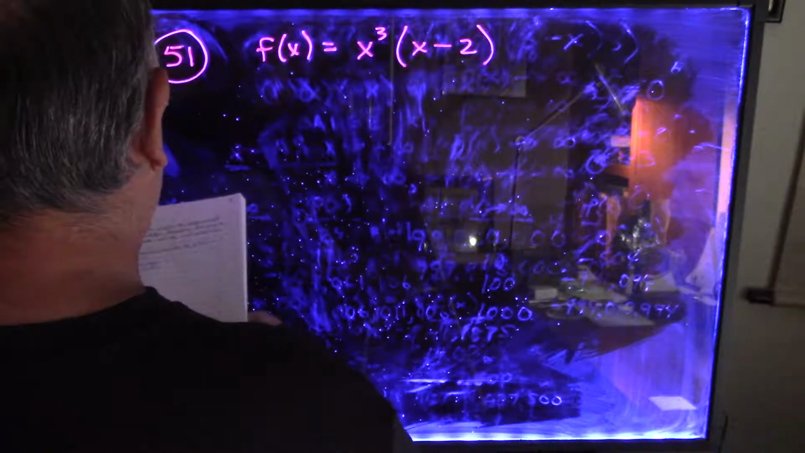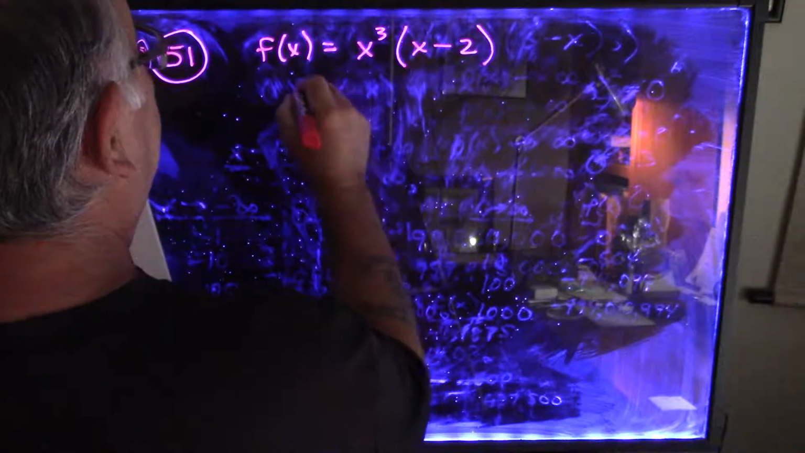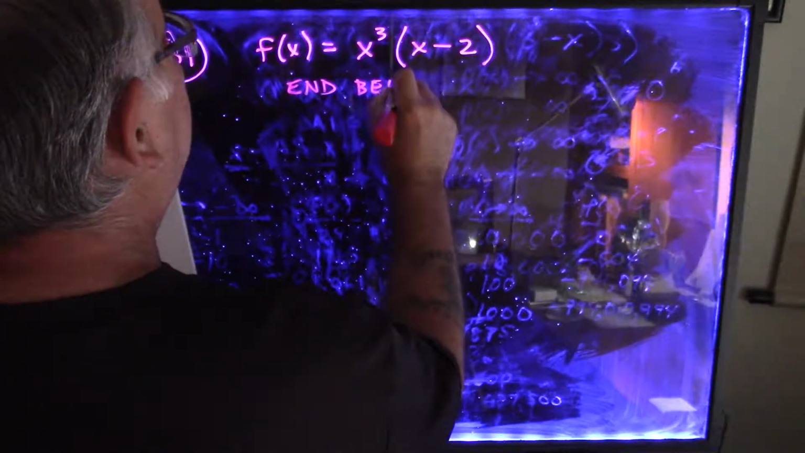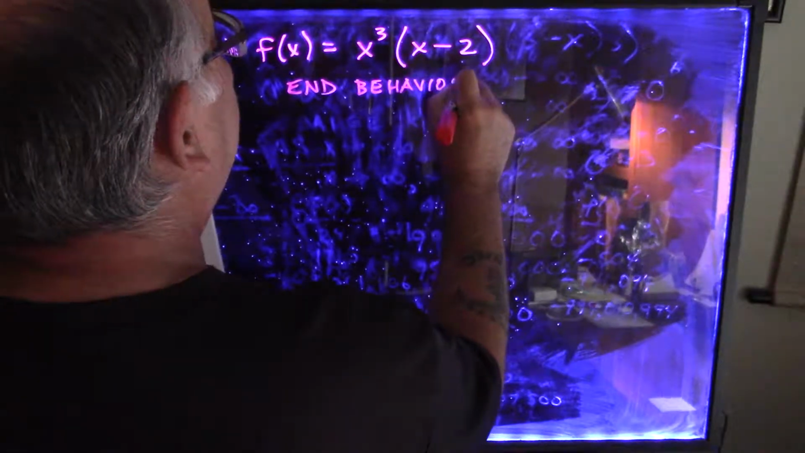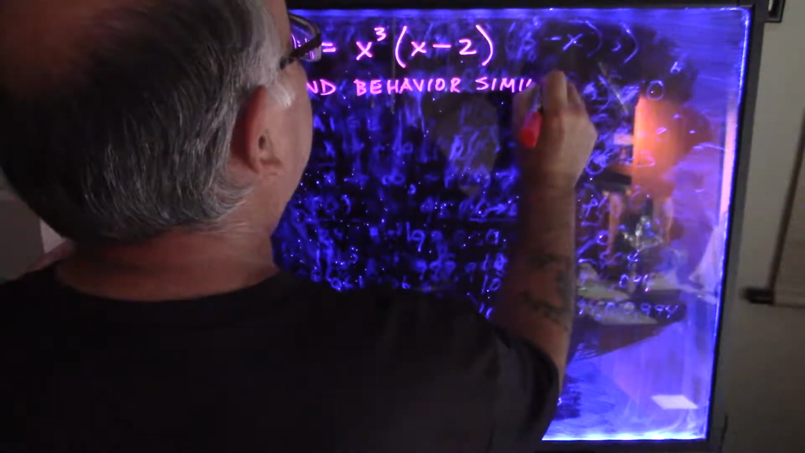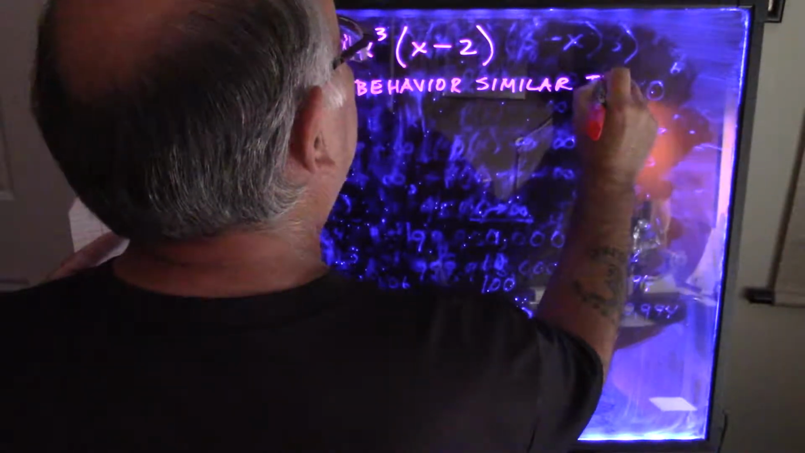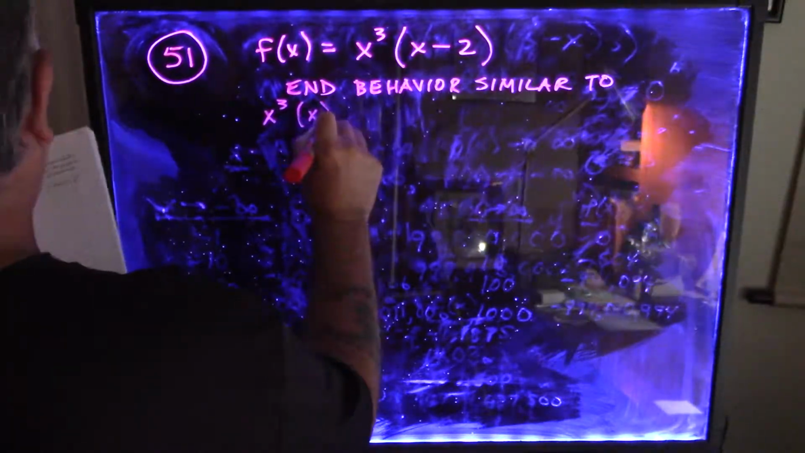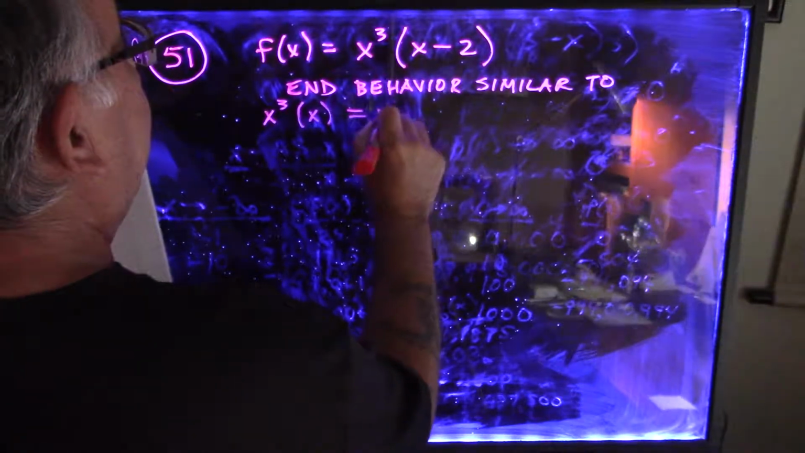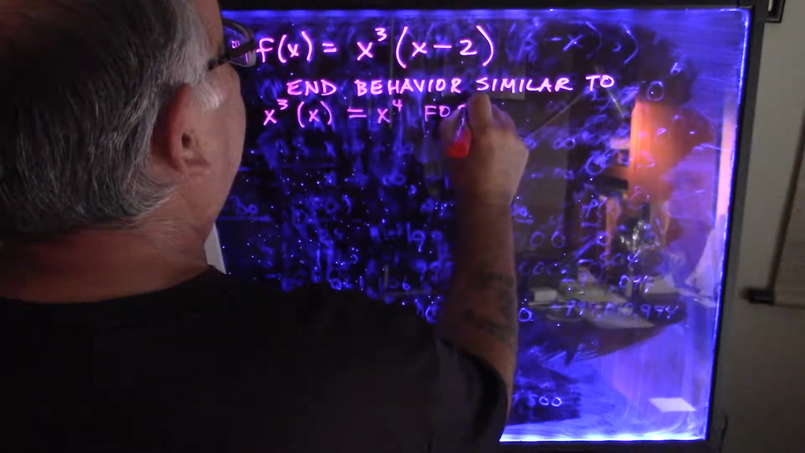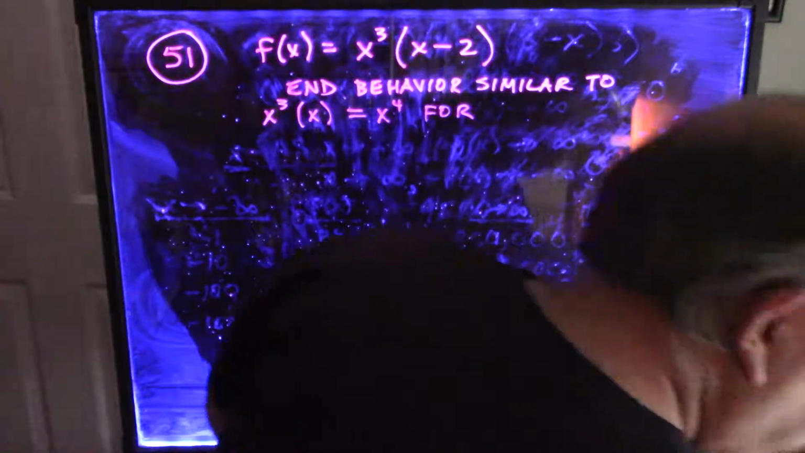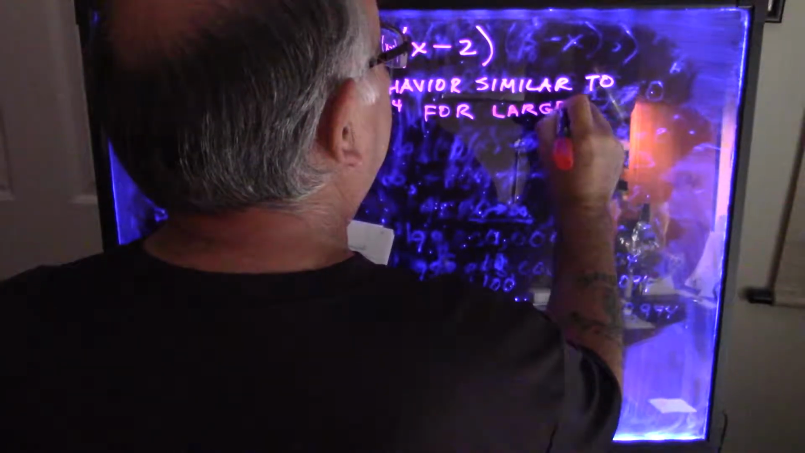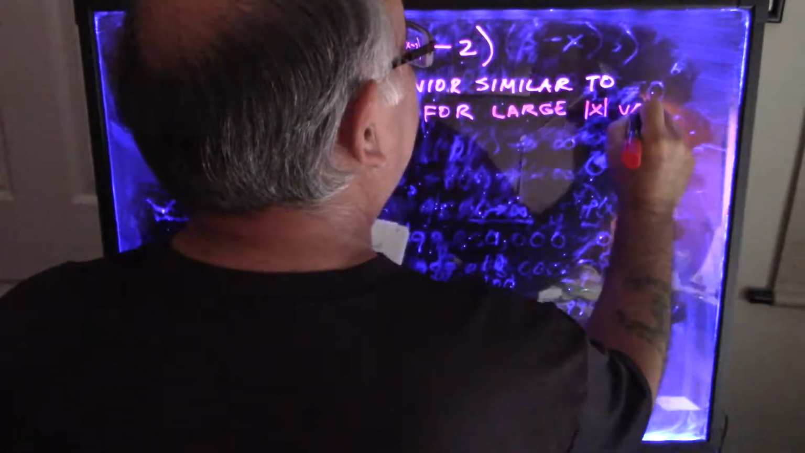Okay, now this has end behavior similar to x cubed times x, or x to the fourth, for large absolute value of x values. Alright?